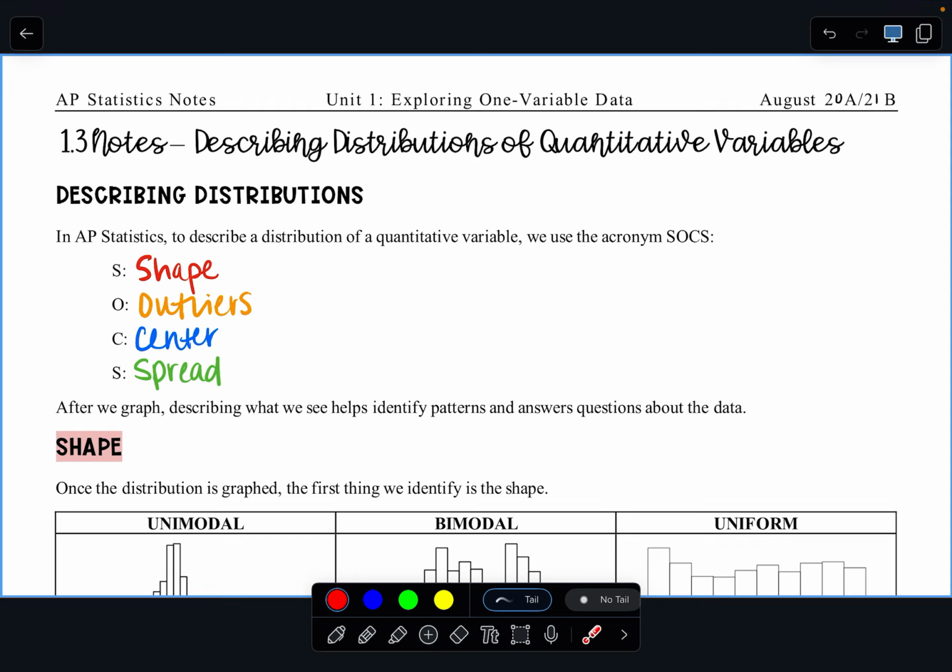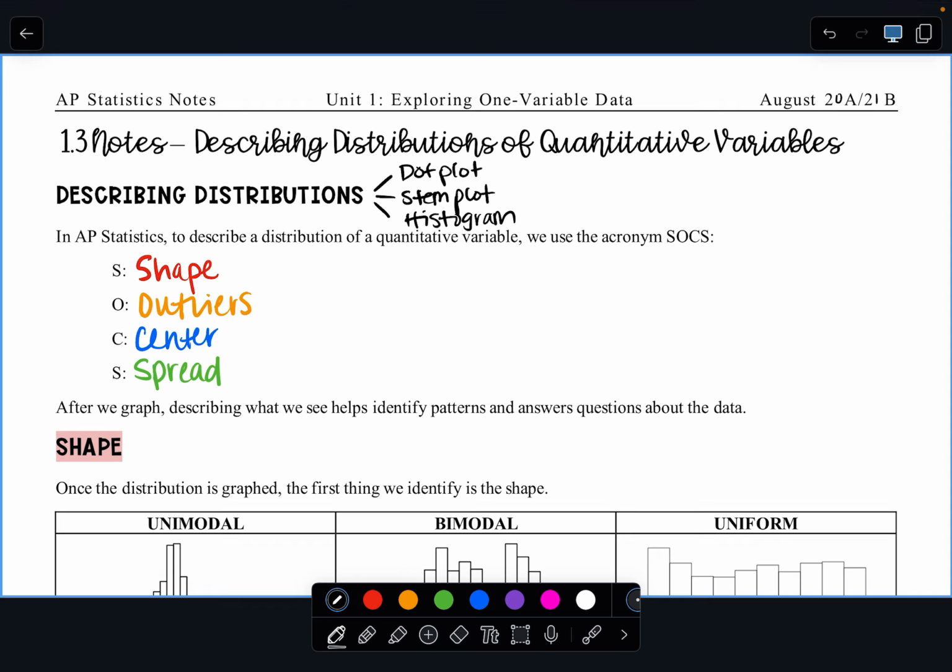But we get questions on the AP exam almost every single year asking you to describe a distribution. Now, remember, a distribution can kind of be anything. It could be a dot plot. It could be a stem plot. It could be a histogram. It can be any graphical representation of data. Now, I will say this. They will never ask you to describe a distribution in this way for categorical data.